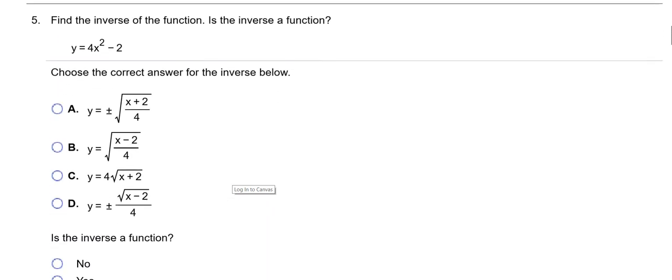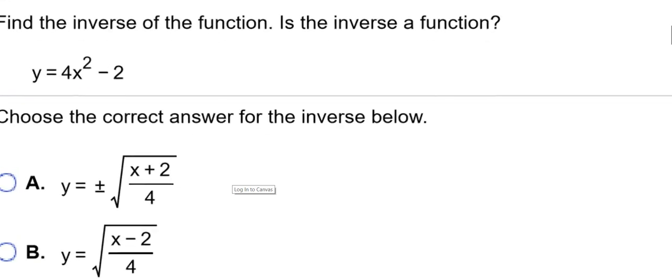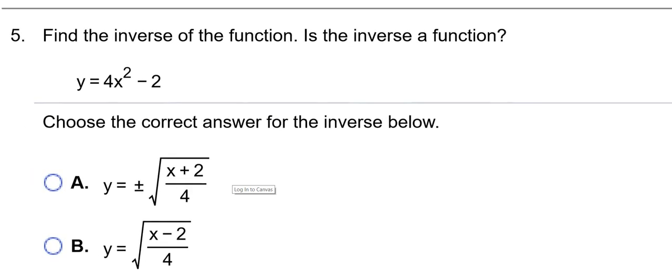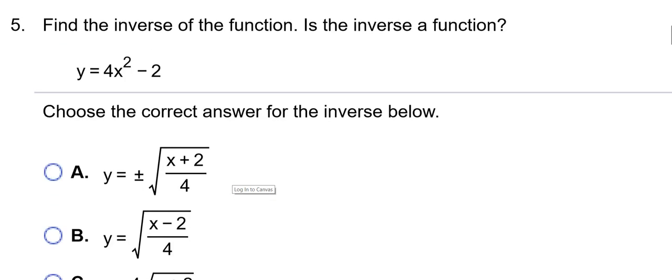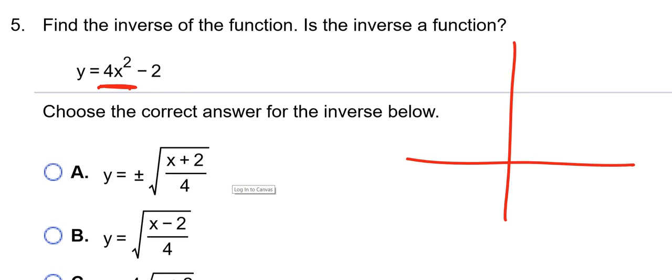All right, so number 5. Let's go to question 5. I need to know the basic shape of the original function. What is the basic shape of this thing? First of all, we know it's a parabola. Which way does it open, up or down? It opens up. What is the minus 2 doing on the outside? Moving it down. Thank you very much.